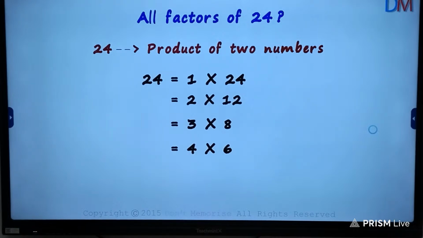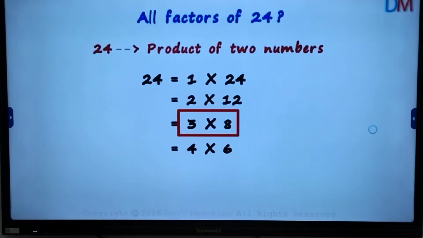Wait, how do we know that all products have been covered? Okay, so always use this logic when you are writing a number as a product of two numbers. Start off with 1. Every number is obviously divisible by 1. Write that product first. Then see if the number is divisible by 2, which is the next natural number. If yes, we write the product as we have written it here. Then we move on to the next natural number, 3. Is 24 divisible by 3? Yes, so we write the product here.